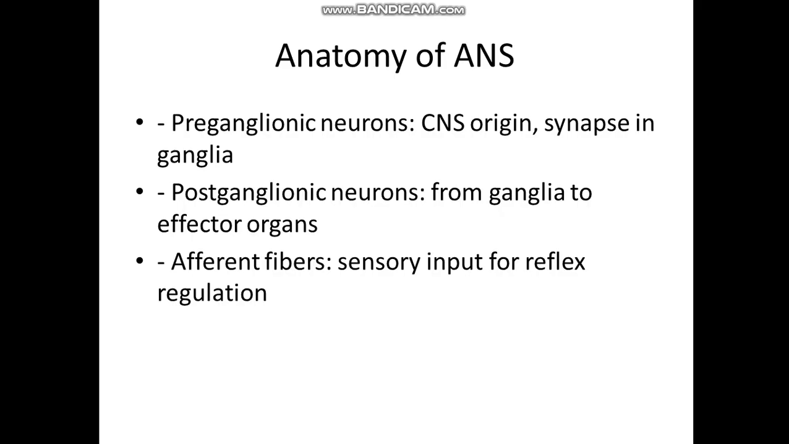Those neurons which are before the ganglia are known as preganglionic. They have CNS origin and synapse in the ganglia. Postganglionic means after the ganglia, so it travels from the ganglia to the effector organ. Then come afferent fibers. Afferent fibers are those fibers which carry impulses from the effector organ towards the central nervous system.